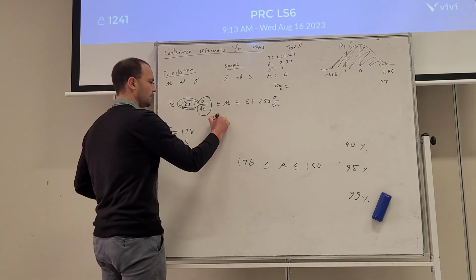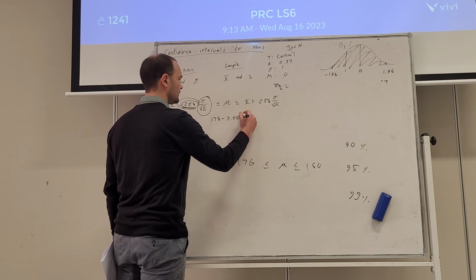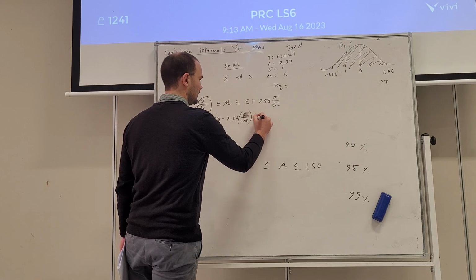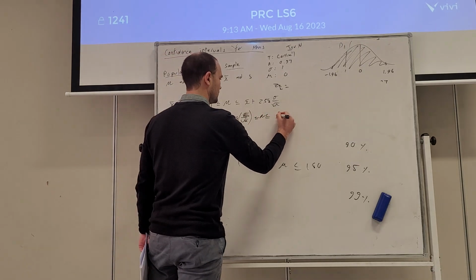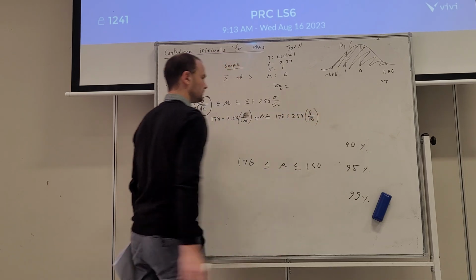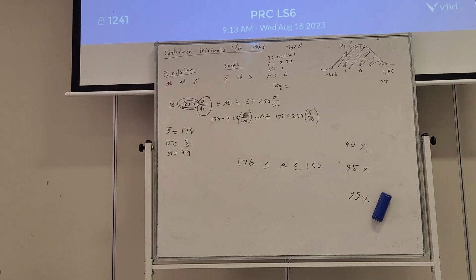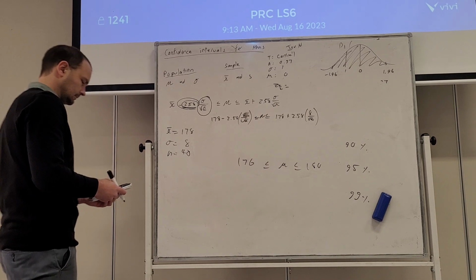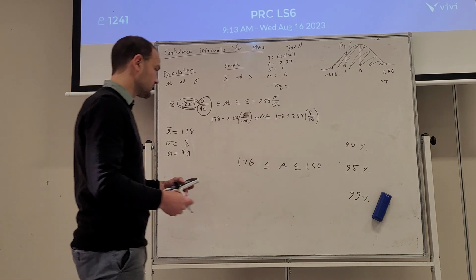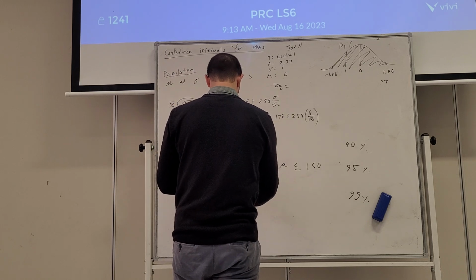And so then the formula is going to be 178 take 2.58 times 8 on the square root of 40, less than the mean, less than 178 plus 2.58 times 8 on the square root of 40. So put that in. So my number now, 2.58. So I've got 174.7, which is 175.